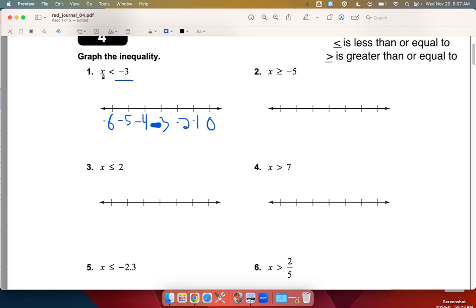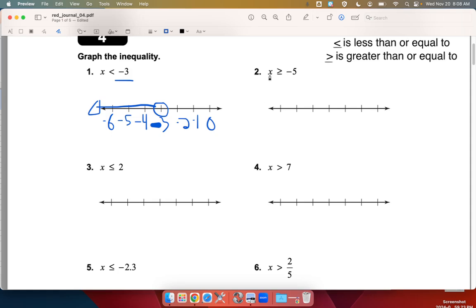Now, since this inequality says x is less than -3, that's where we're going to have this open circle, and then we're going to shade everything that is less than. All the numbers to the left that are colder than -3 are the numbers we want, because all these numbers over here, -4, -5, -6, so on and so forth, are less than -3.